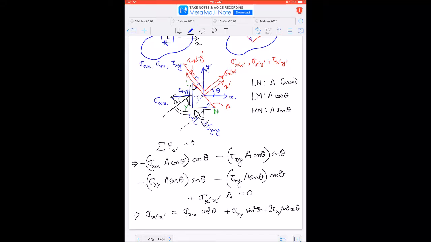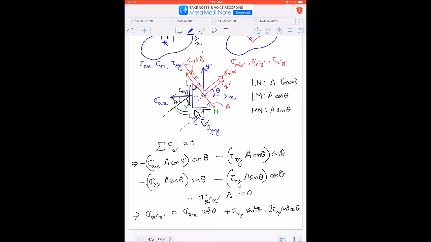Hello everyone. So in the previous part of the lecture we had derived the relationship between sigma x dash and sigma xx, sigma yy and tau xy using the force balance along the x direction. So what we are going to do next is carry out a force balance in the y dash direction to obtain a relationship between tau x dash y dash and sigma xx, sigma yy and tau xy again.